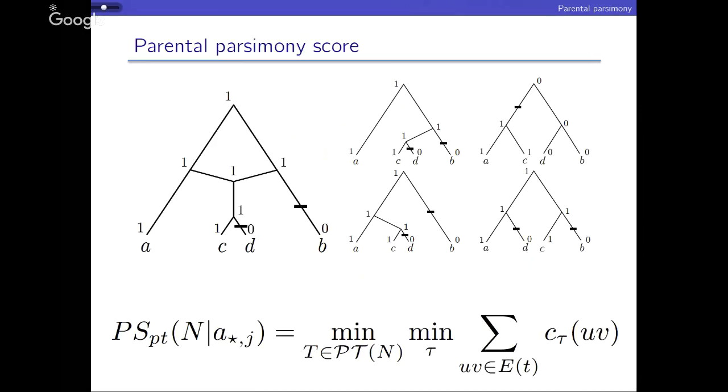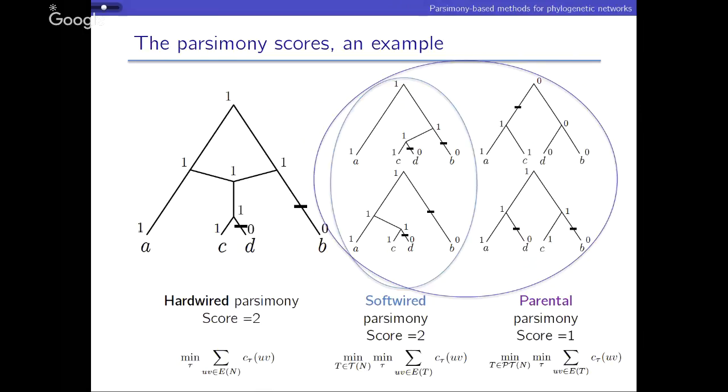So what I would like to introduce is the parental parsimony score, defined like the soft parsimony score. But here we don't minimize over the display trees, we minimize over the parental trees. So this is an example. We have a network.